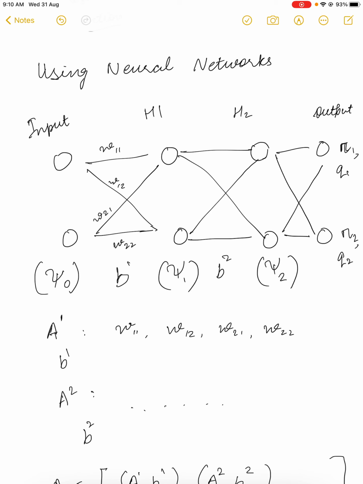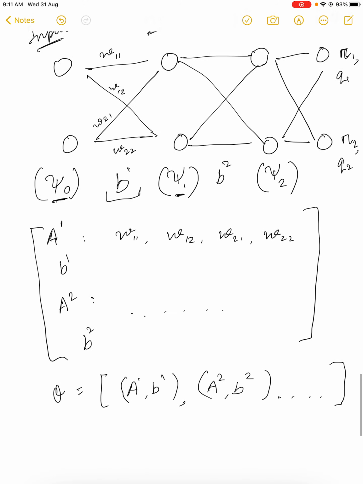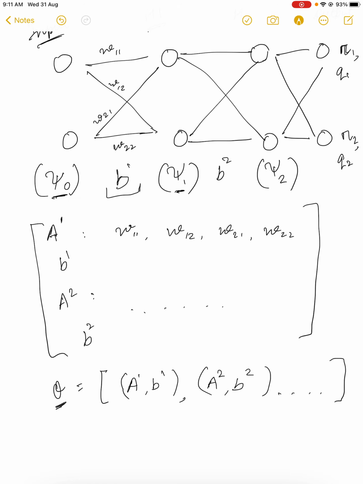Now we come to the use of neural networks. As discussed, there will be an input layer and an output layer, and in between there will be multiple hidden layers. I've taken here two input nodes, two nodes in H1, two nodes in H2, and two nodes in the output. Each node of the input layer will be connected to each node of the H1 layer with some associated weights, W11, W12, W21 and W22, and there will be a bias associated with it. This psi 0 will be the activation level of state 0, and psi 1 will be the activation level of state 1, and so on. So we are left with these parameters, and this is the parameter matrix or parameter tuple.